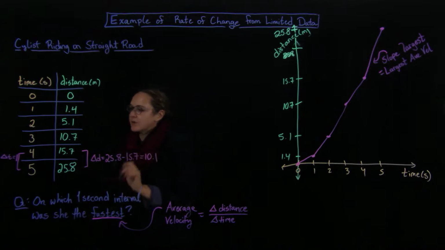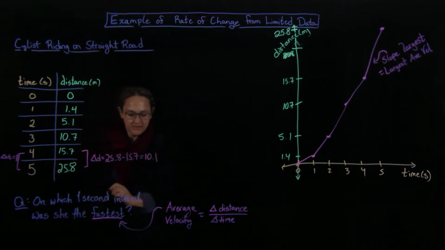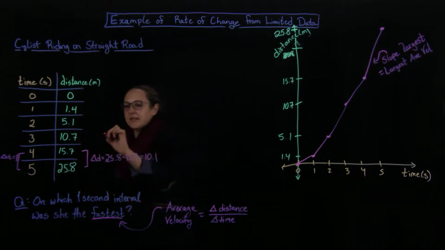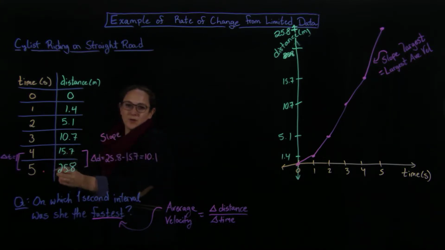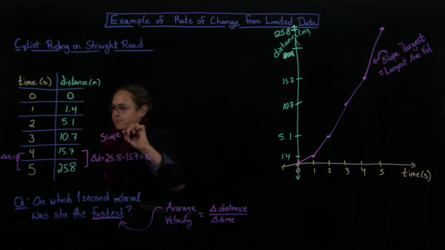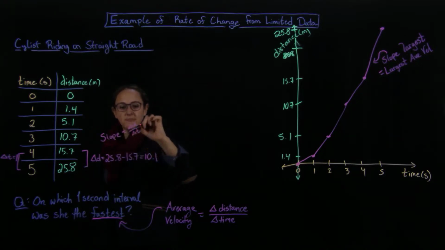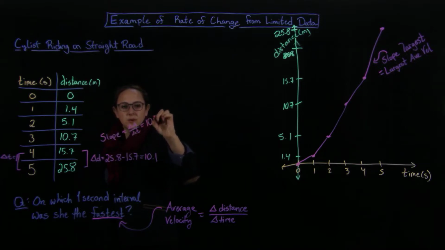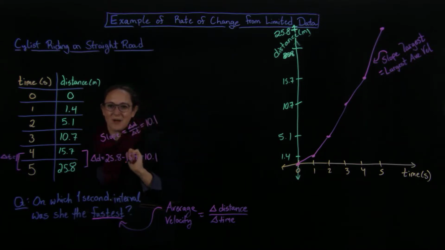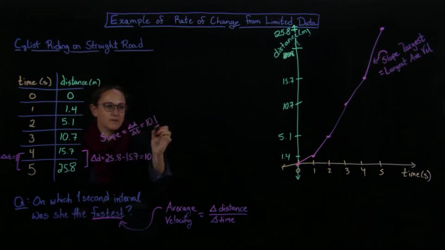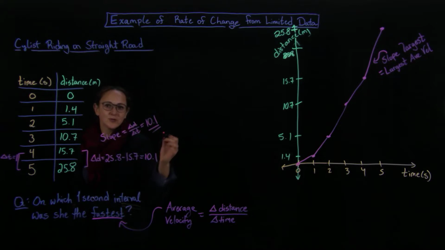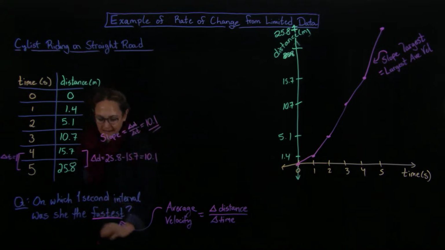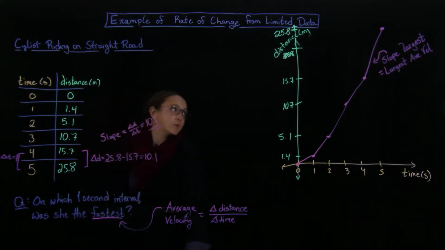Okay, so if I'm looking at the change on this interval, my slope as I go on the interval 4 to 5 is going to equal my change in distance over my change in time. So that's 10.1 divided by 1, so I get out 10.1. So on which 1 second interval, this is the slope, and my answer is going to be on that interval. You can just kind of see it from there.